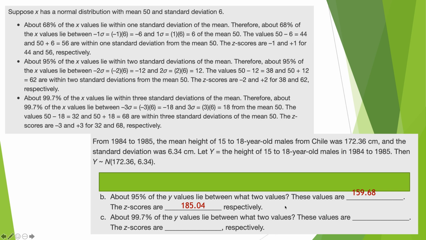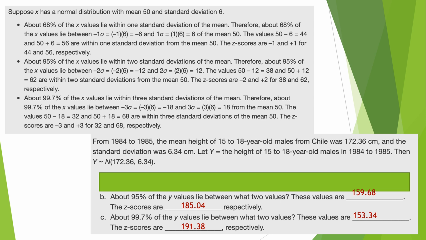Okay, so this time I'm going to multiply the 6.34 by 3 because I need 3 standard deviations to get out to 99.7%. And then I'm going to multiply 6.34 by 3 and subtract it from 172.36. That gives me the left side of the graph. Then I'm going to add the 6.34 times 3 to 172.36, and that gives me the right side of the graph. If I subtract, I get 153.34. If I add, I get 191.38.